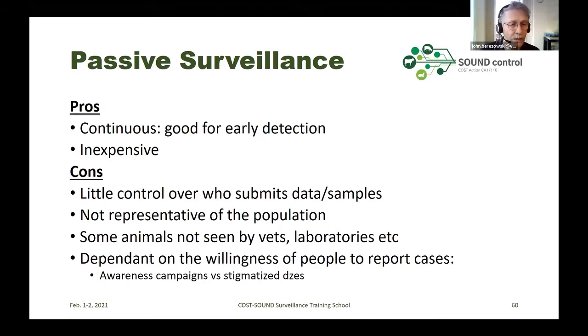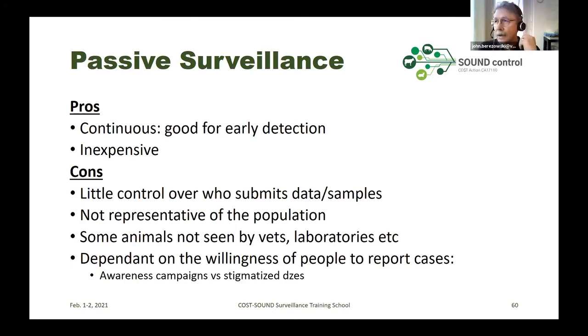From veterinarians, some animals are not seen by veterinarians. It's often a challenge with sheep because individual sheep may not be of high enough economic value for farmers to call their veterinarians. So you may see few sheep visits if you're doing veterinary practice surveillance, and even with diagnostic laboratory surveillance you may see little data about sheep. So it's dependent, of course, on the willingness of people to report cases.